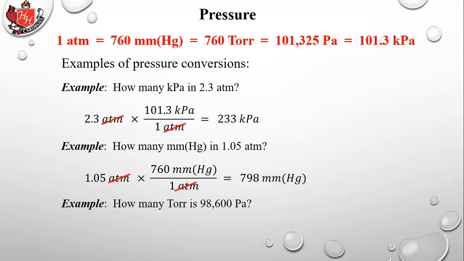How many torr in 98,600 Pascal? So 760 torr equals 101,325 Pascal. So you need Pascal to cancel out. You need torr to appear in the final answer, and you get 739 torr. Again, these are all measures of the same thing, measures of pressure.